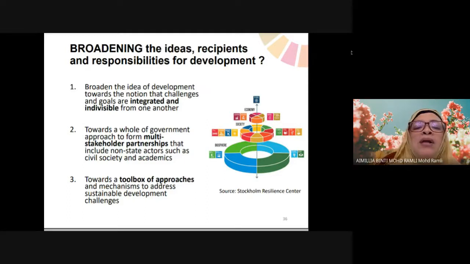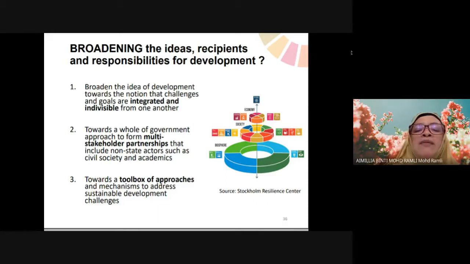Toward the whole of government approach to form multi-stakeholder partnerships that include non-state actors, such as civil society and academics. So the people also must be included in government initiatives to achieve all these SDG goals. People and academics, they must be included. Nobody must be left out.